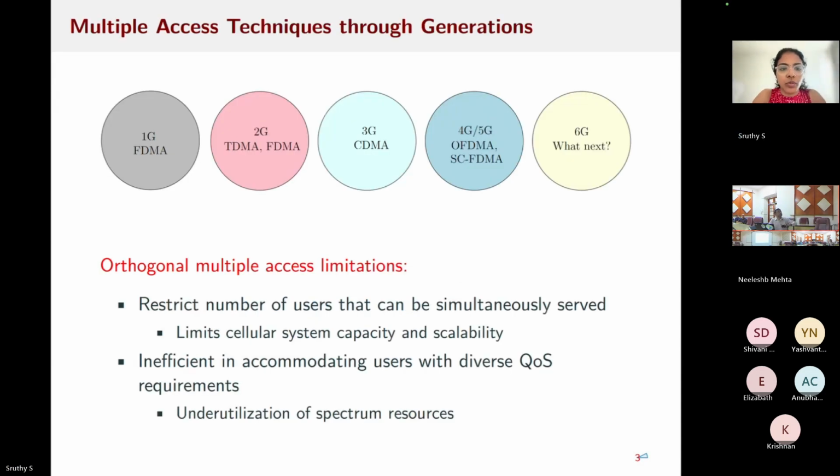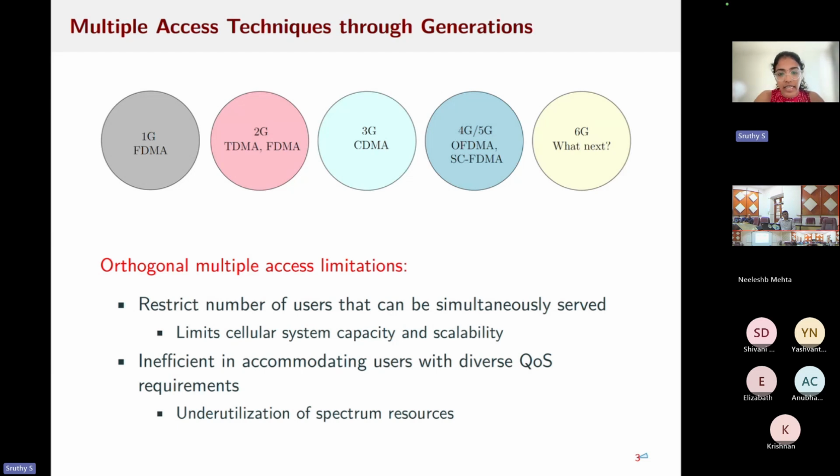Before moving into NOMA, let's first look at how multiple access techniques have evolved across different generations. As wireless systems evolved from 1G to 5G, we have seen different multiple access techniques like frequency division multiple access, time division multiple access, code division multiple access, and orthogonal frequency division multiple access. These techniques are quite different in nature, but they all share one common principle. Here, all the users are separated using orthogonal resources. This orthogonality simplifies the receiver structure design and eliminates multi-user interference completely.